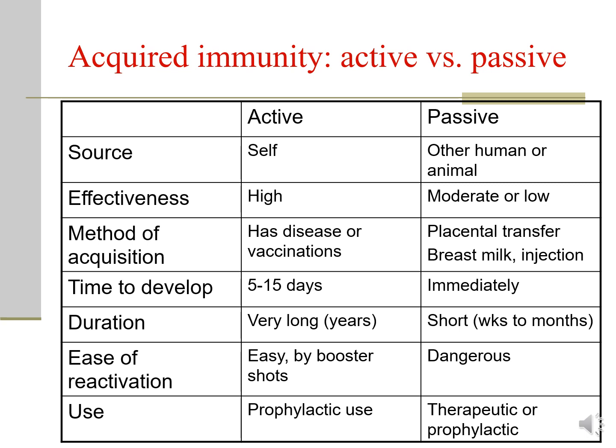Ease of reactivation is actually dangerous. If you're given a second or third dose of gamma globulin, that can actually lead to renal failure, thrombosis, or tachycardia. And the uses of passive acquired immunity are either therapeutic or prophylactic.